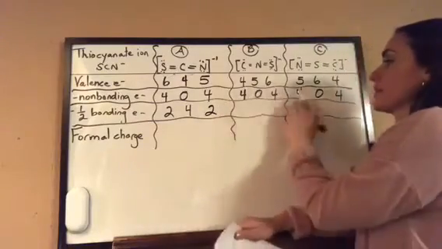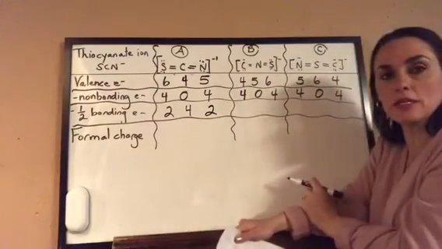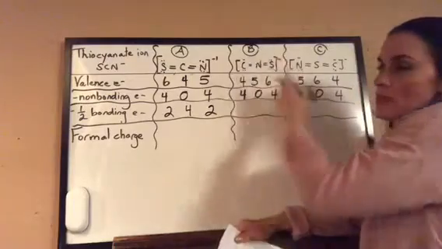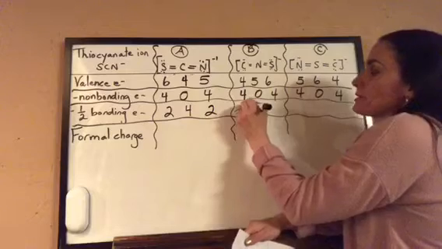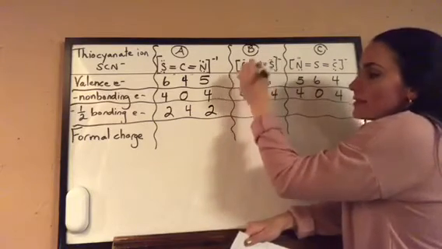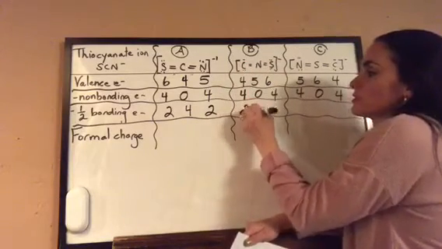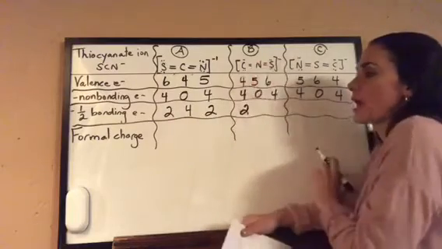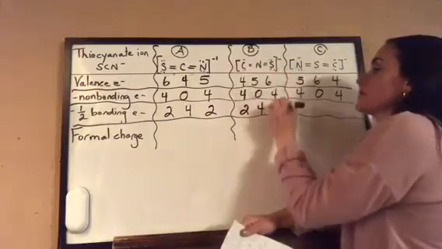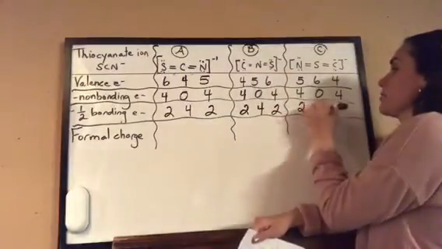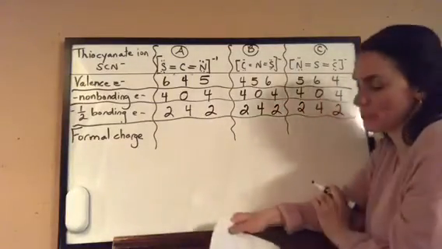Those numbers reiterate over here as well because of the bond orders and the lone pairs. We have 4 bonding electrons divided by 2 to give us 2. Nitrogen has 8 bonding electrons divided by 2 for 4. Sulfur, 2. And the pattern repeats over here, the same way.